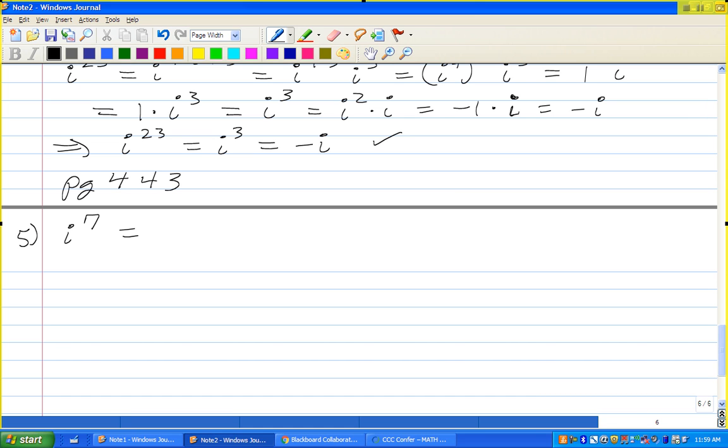Well, just get rid of any multiple of 4. I to the 7th is the same as I cubed. You can subtract from it 4. And I cubed, we just saw it above, is I squared times I. And I squared is negative 1, times I is negative I. And so if you memorize that I cubed is negative I, you're done.